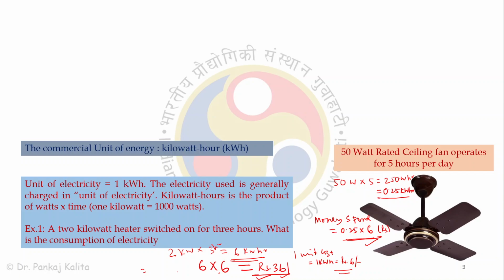Now, the unit of electricity is 1 kilowatt hour. So it is basically 1 kilowatt of electricity being used for 1 hour. So 1 kilowatt of electricity into 1 hour is 1 unit of energy.